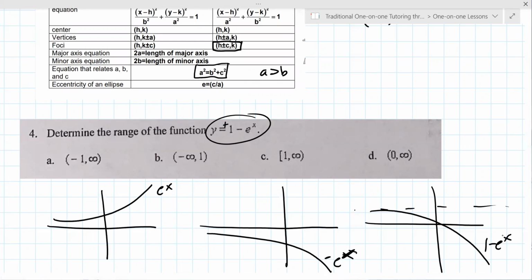So what is the biggest y value that this can take on? And you see that it's 1. So 1 is not included because it just approaches the value. It doesn't actually ever equal the value. Okay.